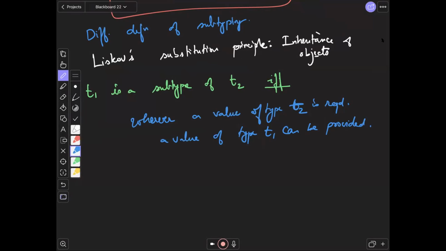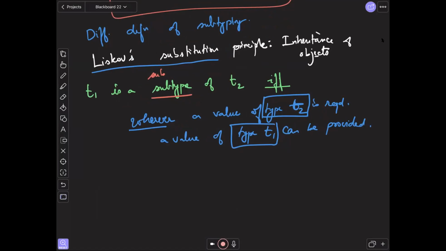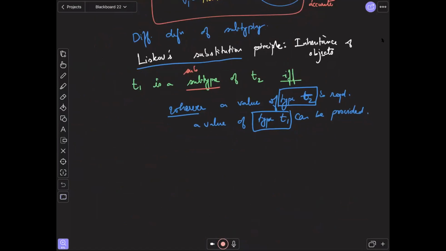Okay, whenever a value of type T2 is required, a value of type T1 can be provided. Is that okay? So we are going to use this principle, and this is called the Liskov substitution principle. We've already seen this in the context of inheritance. So instead of subtypes, there we use the term subclass.